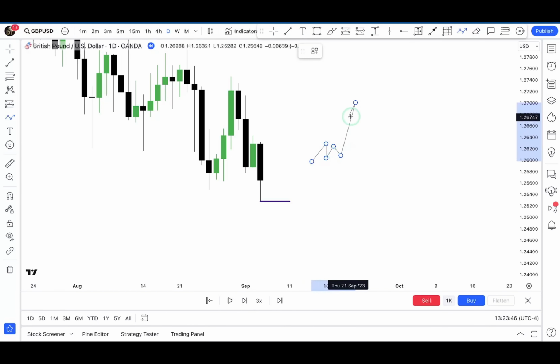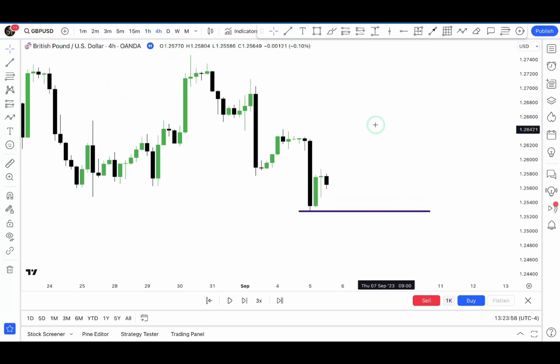So accumulation, manipulation into a premium array, and then distribution to the downside. I want to catch this move downwards. At the 4-hour, we can spot a fair value gap right here. It has already been traded into on Tuesday, but it still can be reused.